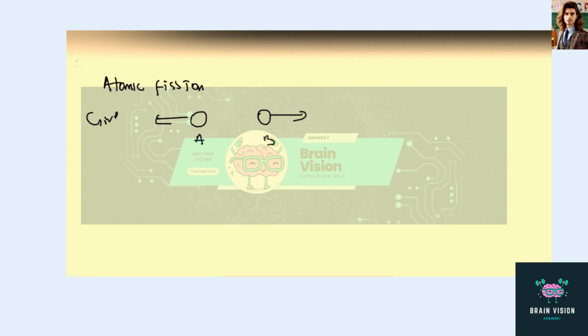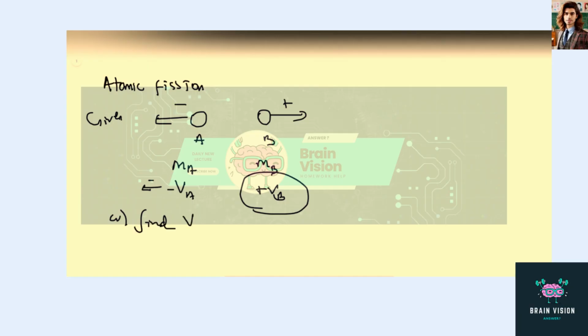We're given that the mass of A is MA, and the velocity of A is VA. It's moving in the negative direction, so it's negative VA. We're also given that the mass of B is MB, and the velocity of B is VB because it's moving in the positive direction. So in part A, we want to find the velocity of B. So find VB.